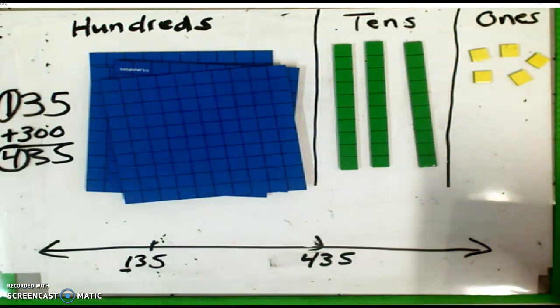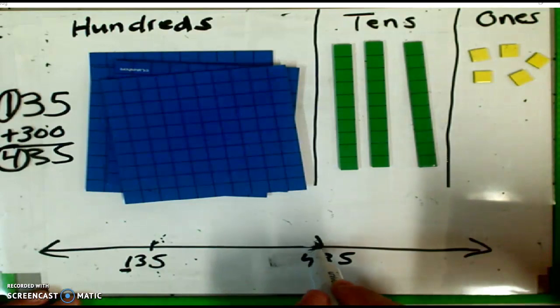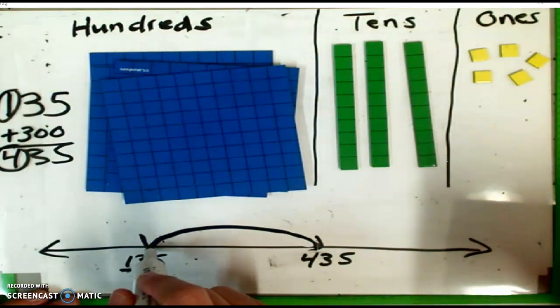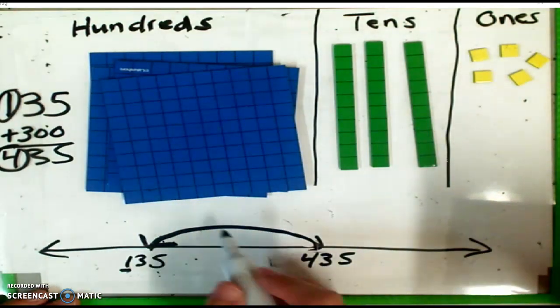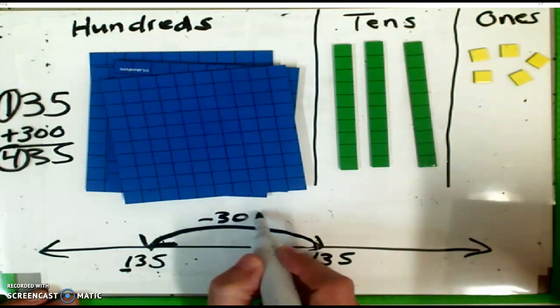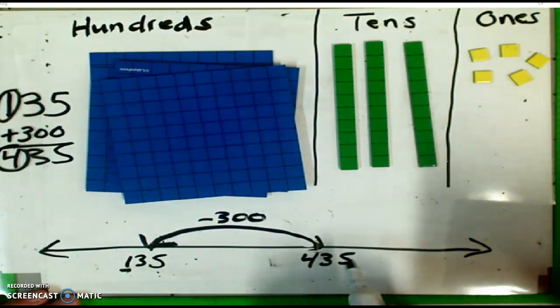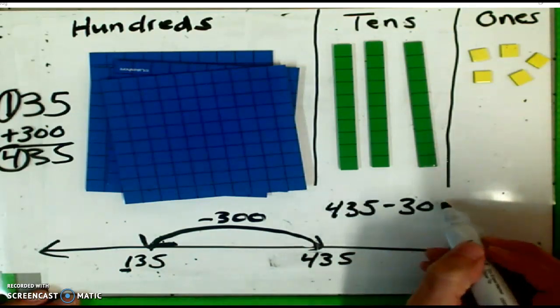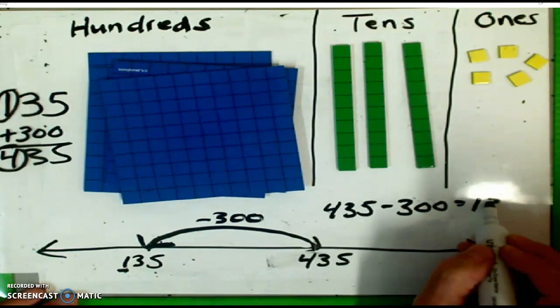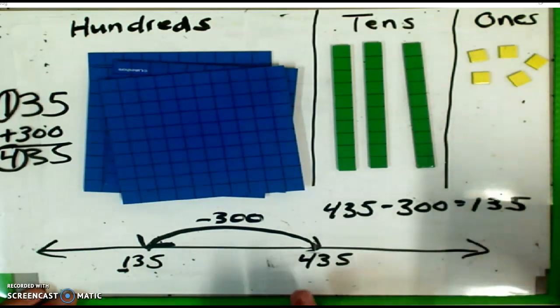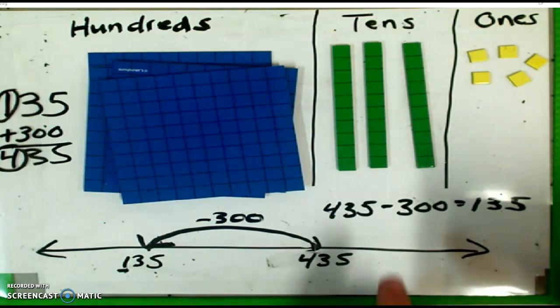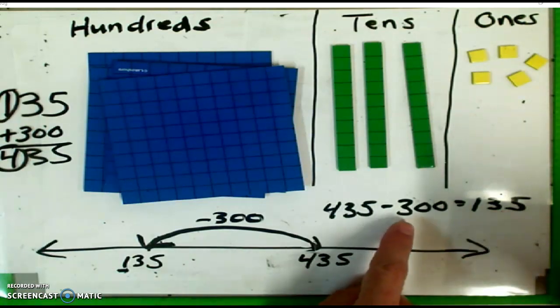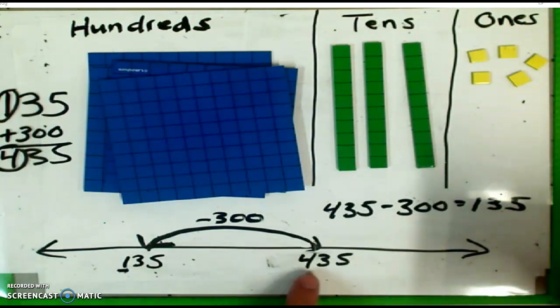Or we could jump backwards from 435 to 135. Now the distance is the same. We just jumped backwards. So 435 subtract 300 equals 135. Because all you're doing, the 35 stays the same. All you're doing is taking away from the hundreds place again. So the 4 becomes a 1, and the 35 stays the same.